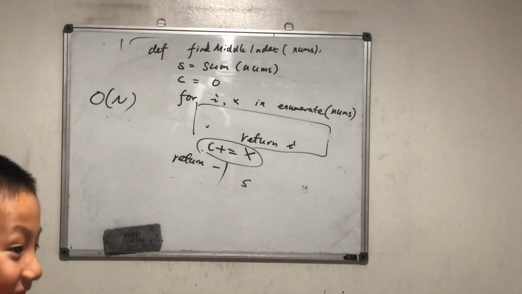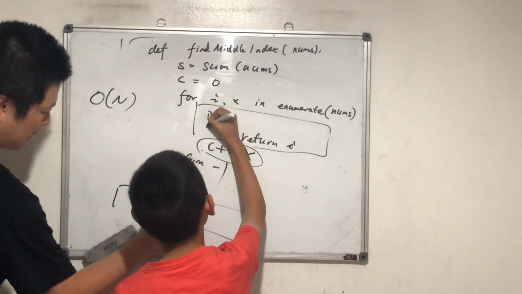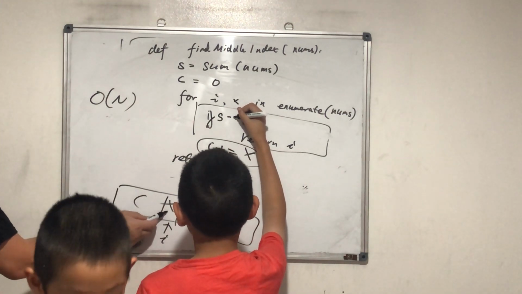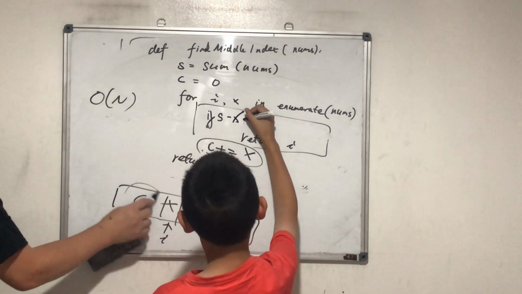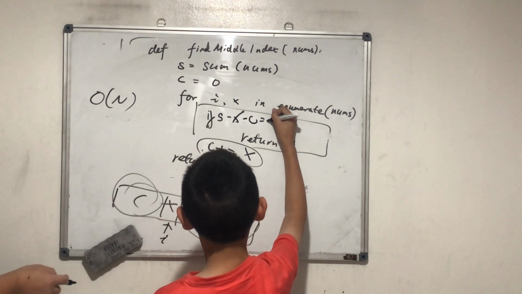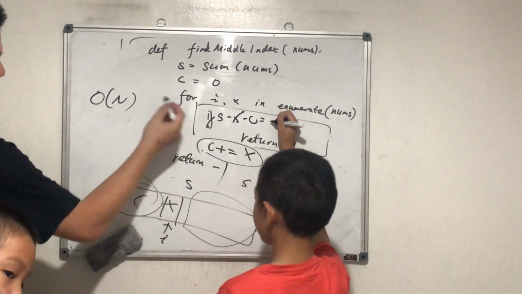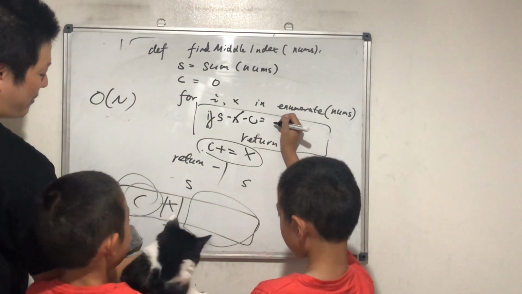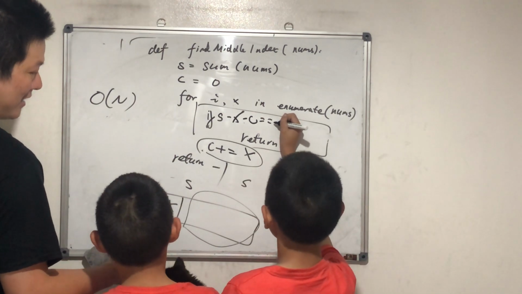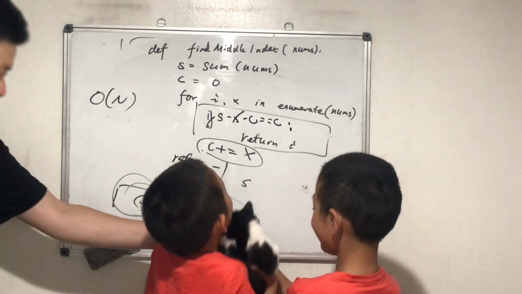Look, this is S. S minus value: this is C, this is i. Minus what? X. And minus what part? C. And equals what? S. Equals what part? This is the left, this is the right. We want to find the index where the left part equals the right part. So it equals C. Good job.